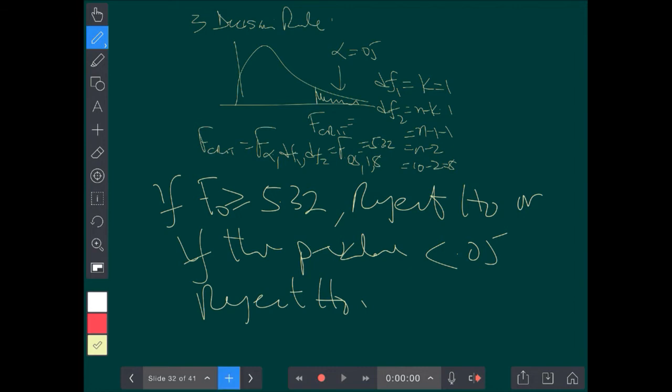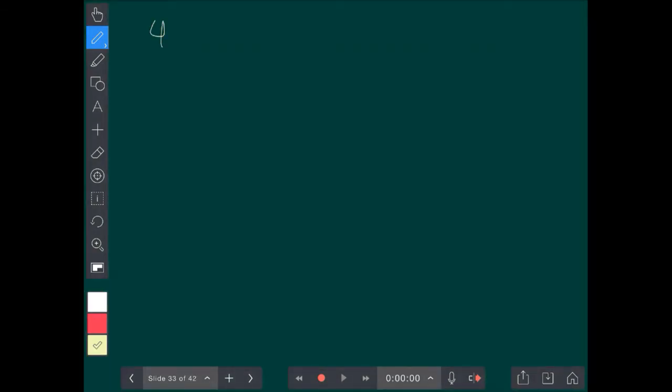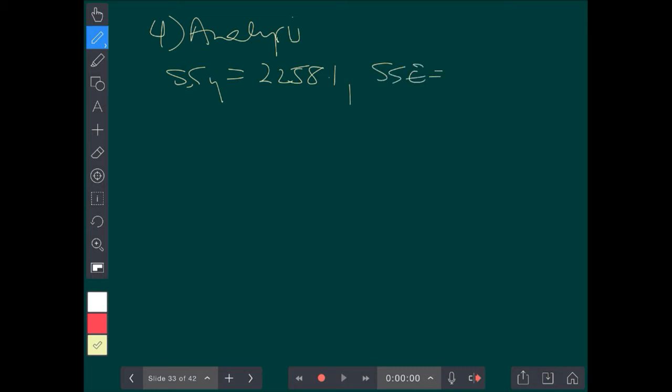So here we go. Step 4. Analysis. So we already know that SSY, since we did that before, is equal to 2258.1. We already had calculated that SSE from our earlier problem when we were doing the test for beta 1. We calculated that SSE was 917.66. All right? So we're going to need to calculate the difference between those two values to give us SSR.